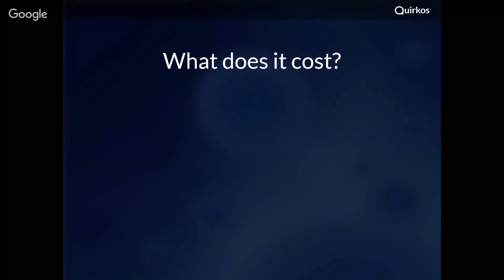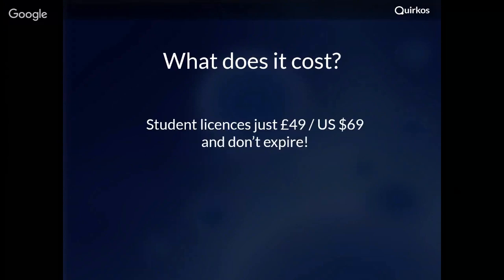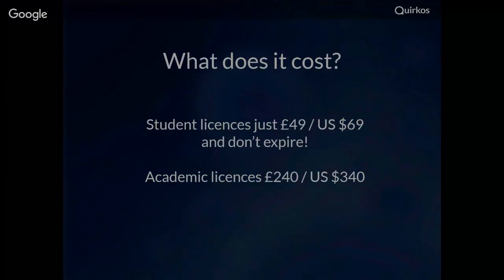So to cut to the chase, it's £49 for a student license, and that doesn't expire. So you can use that for as long as you like through master's program, PhD, undergraduate, and into your career as well. So it's an extremely good deal. And it's about $69 is the equivalent. Academic licenses are about £240. They come with a lot more support, and they also don't expire. So you can keep using them for as long as you need to. And the academic licenses are also transferable across computers.